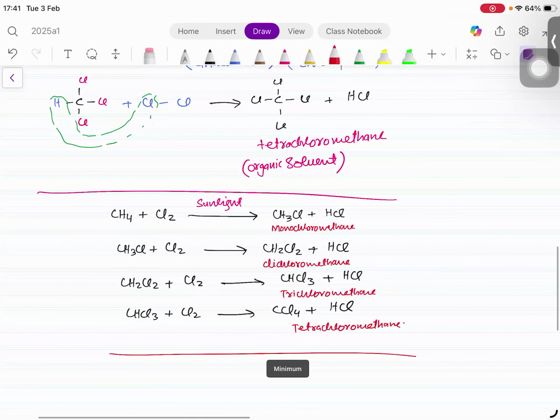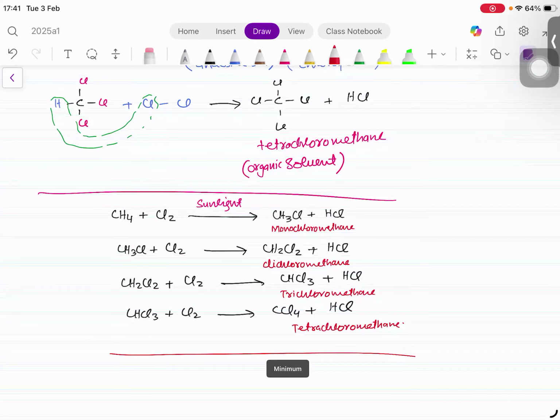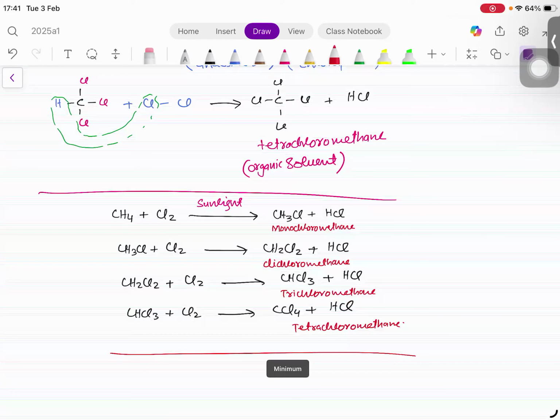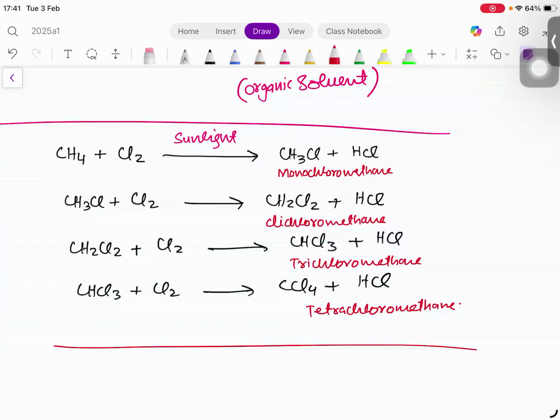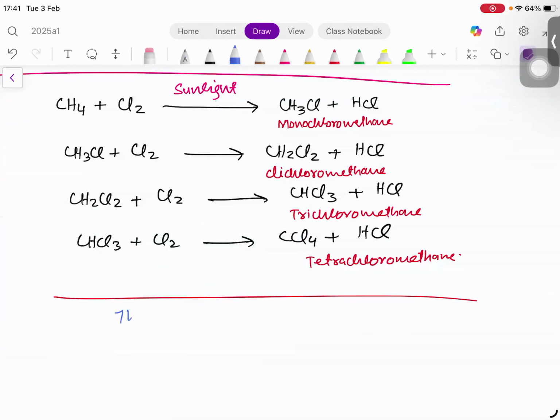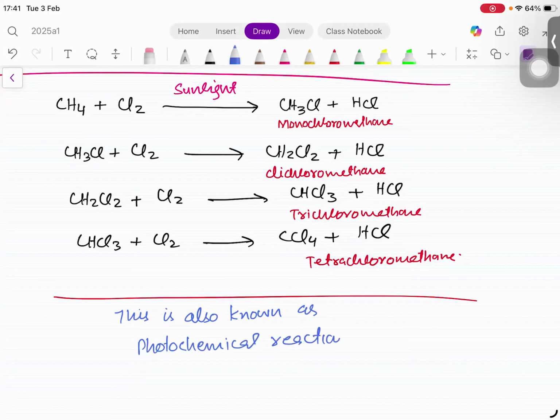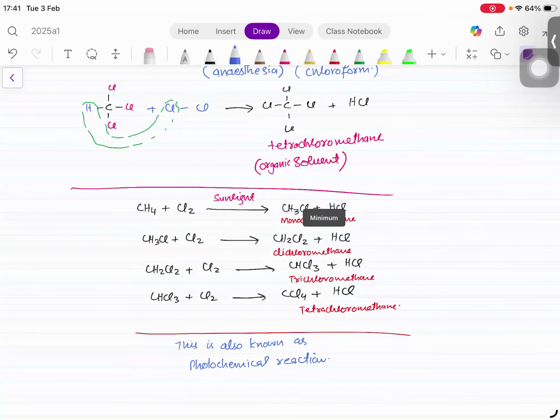One last thing which you have to write about this reaction, it also goes the same with bromine, and this reaction is also known as a photochemical reaction. All those reactions which take sunlight to happen are also known as photochemical reactions, right? This reaction is also known as photochemical reaction, right? So that's all about the substitution reaction of alkanes.